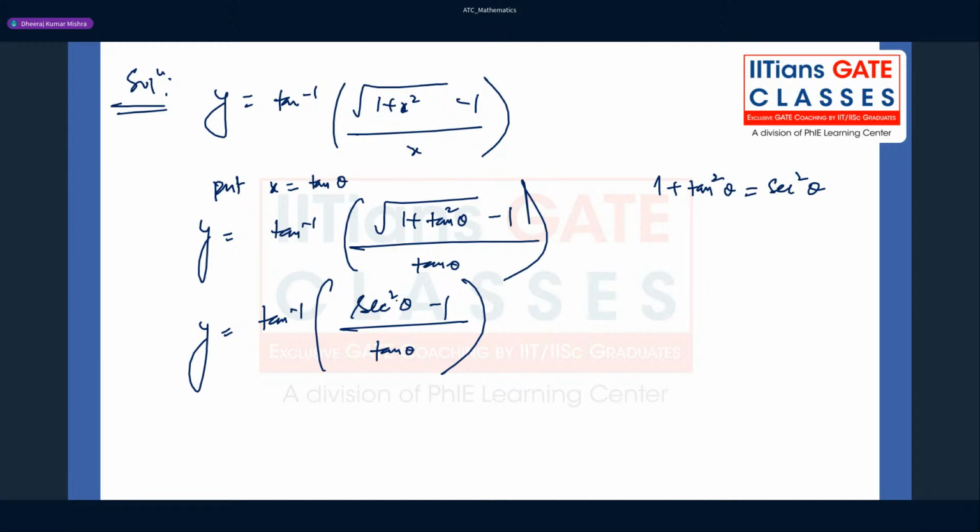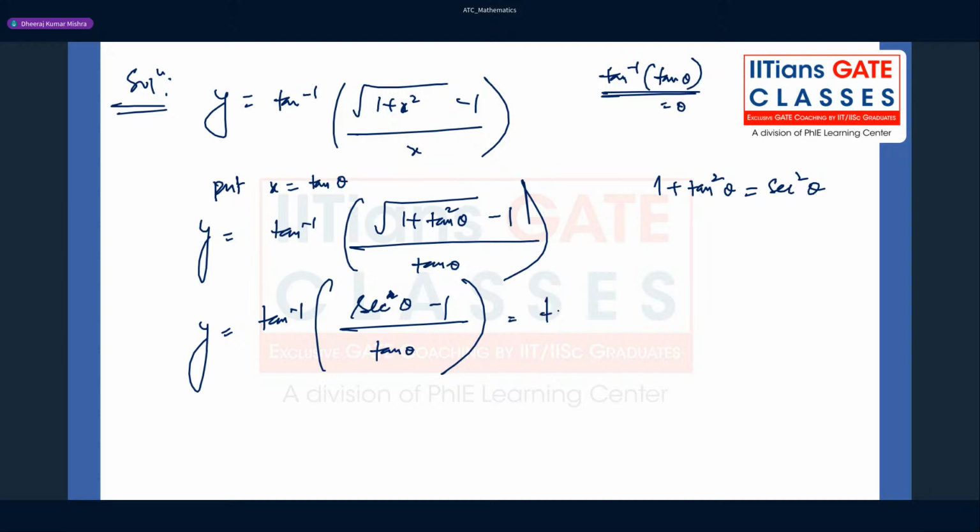Now, since you have got this, it will be sec theta only, because it is coming out from the square root. Now you can write this sec theta as 1 by cos theta. My main job is to convert the entire argument of this tan inverse into the form tan of theta kind of thing, so that the answer will be theta only.